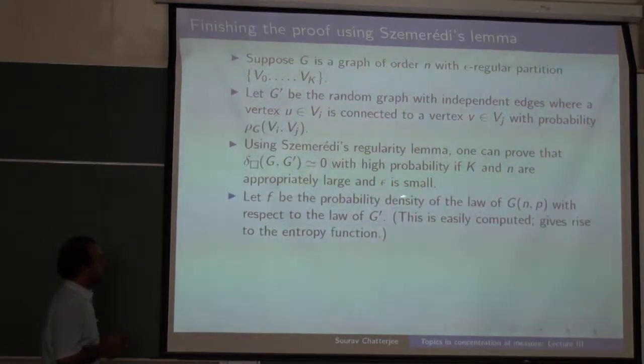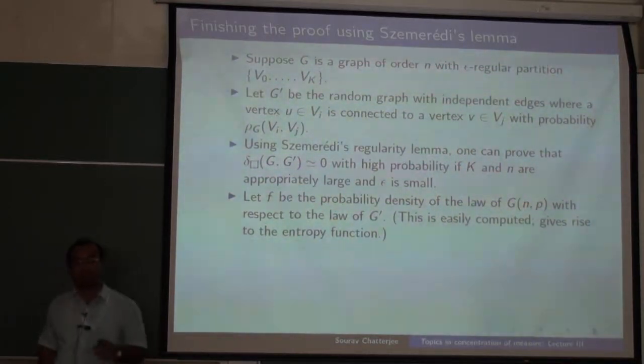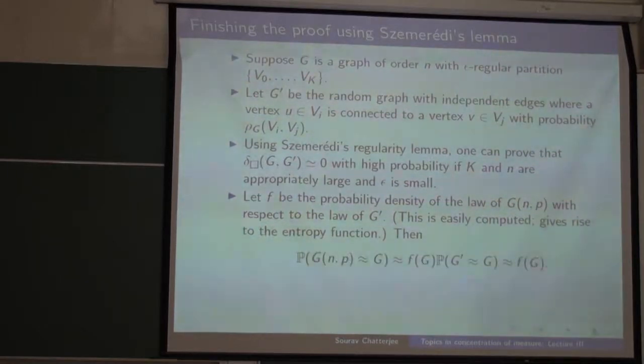Now, let F be the probability density of the law of G(n,p) with respect to the law of G'. So G' is a random graph with independent edges, remember that. It's a random graph with independent edges. So G(n,p) has a probability density with respect to the law of G', okay?